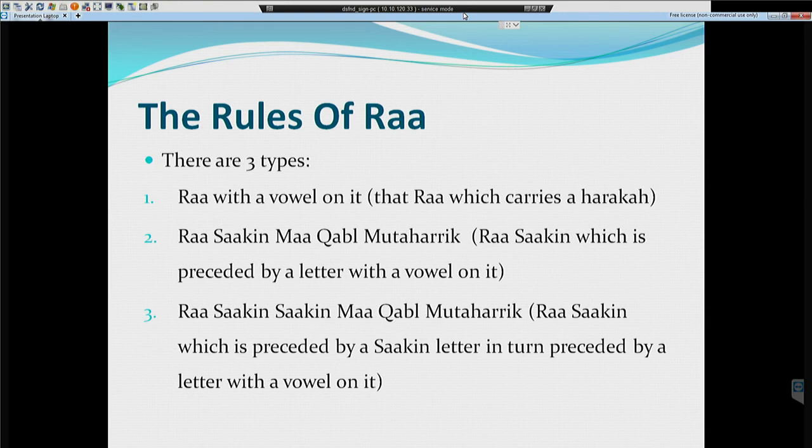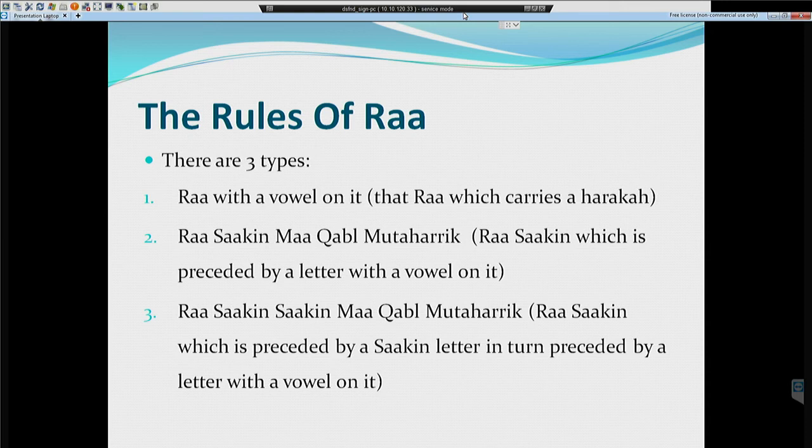Second category is if the ra has a sakin on it. A ra sakin in Arabic is ra sakin ma qabl mutaharrik, which means there's a ra which is sakin, preceded by a letter with a vowel on it. So there's ra with a vowel, then a ra with a sakin, and before it there's the letter with a vowel. Is everyone understanding? Does that make sense? Ra with a sakin, and before it a letter with a fatha, kasra, or dhamma. We're going to go over some examples soon, just to get the theory behind. And the third one is a little bit more confusing. We're going to get to this as well.